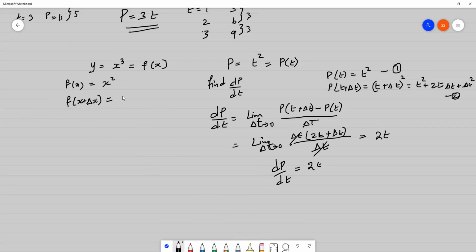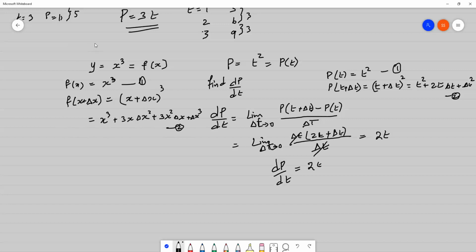Is equal to x plus del x the whole cube, sorry. X plus del x the whole cube. So this will become x cube plus 3x del x squared plus 3x squared del x plus del x cube. So this is the first equation. This is the second equation.